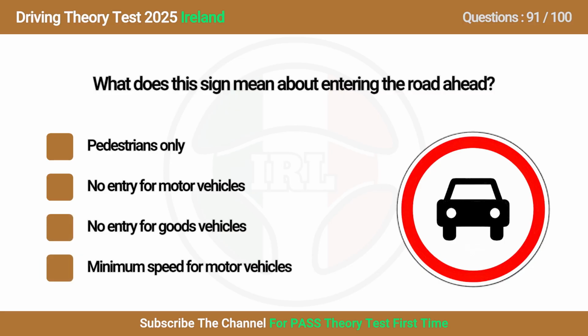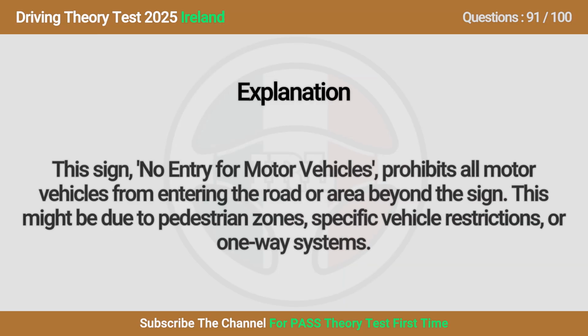A. Pedestrians only. B. No entry for motor vehicles. C. No entry for goods vehicles. D. Minimum speed for motor vehicles. Answer is B. No entry for motor vehicles. This sign, no entry for motor vehicles, prohibits all motor vehicles from entering the road or area beyond the sign. This might be due to pedestrian zones, specific vehicle restrictions, or one-way systems.